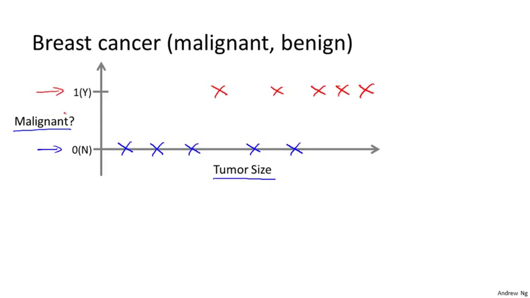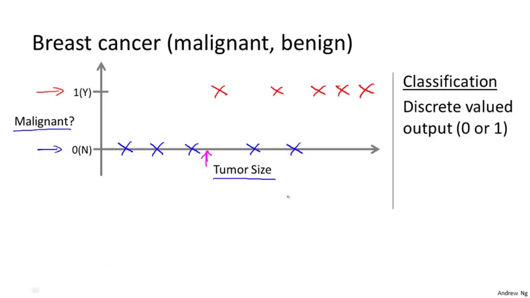And let's say you have a friend who tragically has a breast tumor, and let's say her breast tumor size is maybe somewhere around this value. The machine learning question is, can you estimate what is the probability, what is the chance that the tumor is malignant versus benign? To introduce a bit more terminology, this is an example of a classification problem. The term classification refers to the fact that here we're trying to predict a discrete valued output, 0 or 1, malignant or benign.